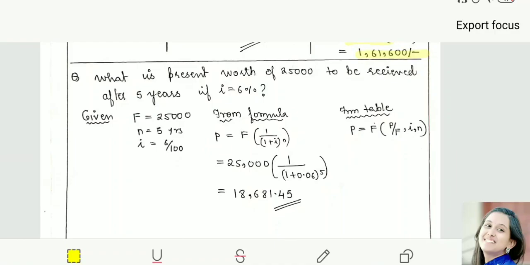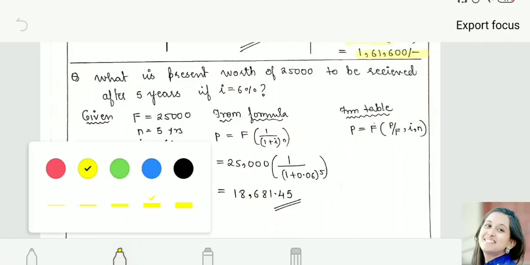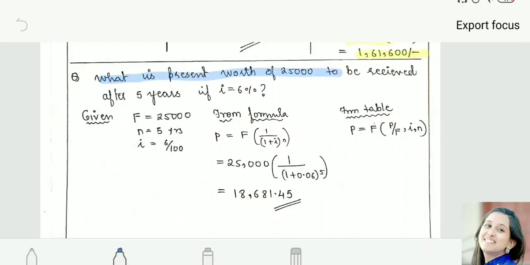What is the present worth of 25,000 to be received after 5 years if i is 6%? So present worth, what you are finding out? After 5 years you are receiving 25,000, means it will become your future amount. n is given as 5 years, and your rate of interest is given as 6%. So I have taken 6 by 100, or else you can directly consider that as 0.06.